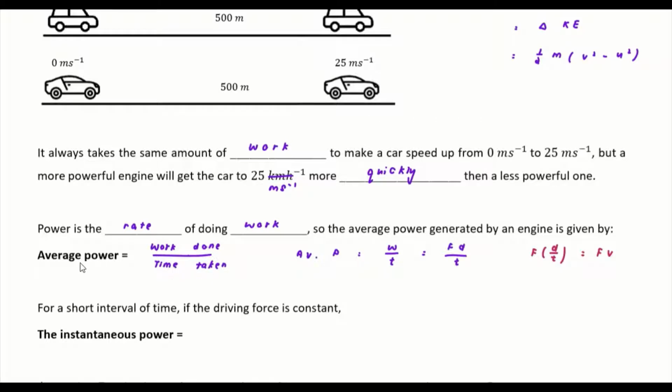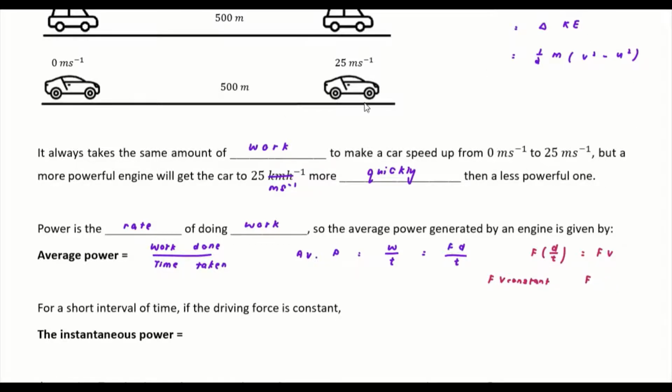That's why when we talk about average power, we are looking at the whole journey as having an average power. In other words, if you want to use the formula FV, you must make sure that either your V is constant throughout the whole journey, which means the velocity at the start and the end is constant.